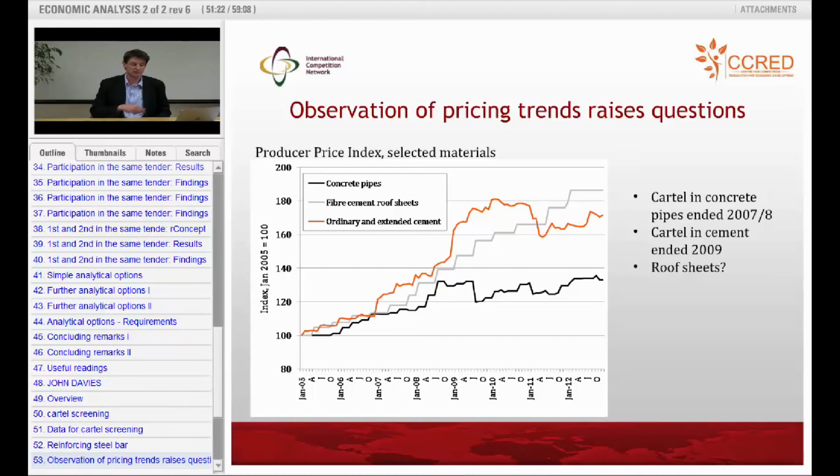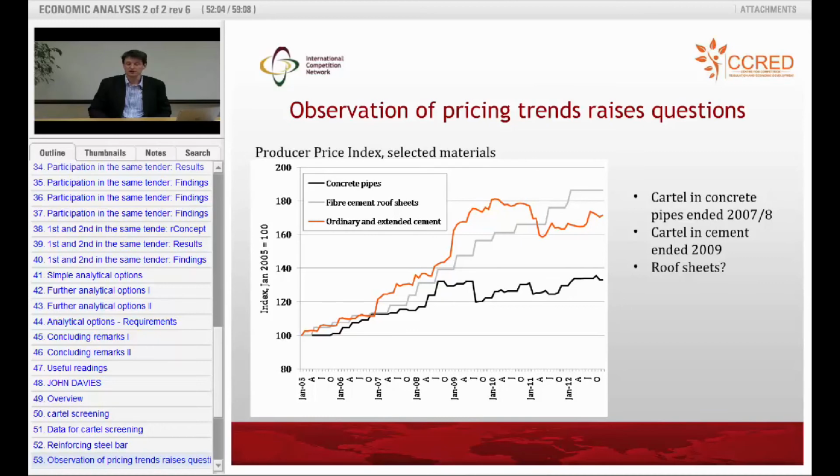In the next slide, looking at the pricing trends, as we can see here, there are 3 products on the chart. They're all producer price indices, so these are indexes produced by the Statistics Authority. You can see there is a line for concrete pipes, a line for fibre cement roof sheets, and a line for ordinary and extended cement. Very quickly, you can see that the concrete pipes price increased in steps with a little bit of variation up until around 2008, and this is when a cartel ended. After that point, there's more movement of the prices. That's the kind of thing you'd expect for a change from a cartel to a more competitive market.